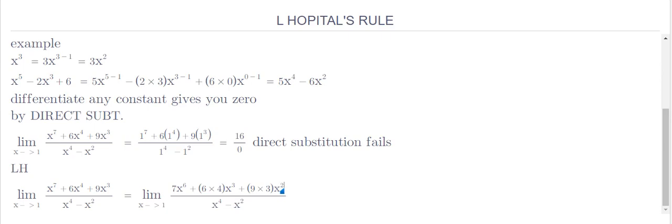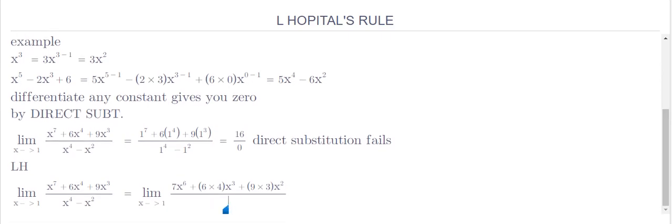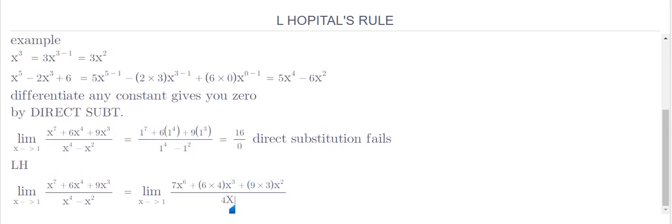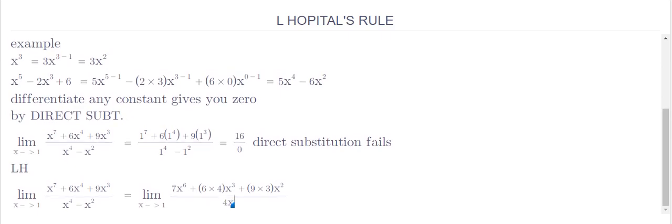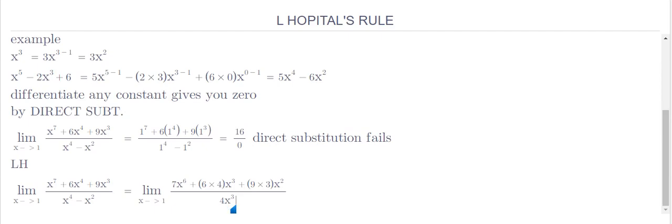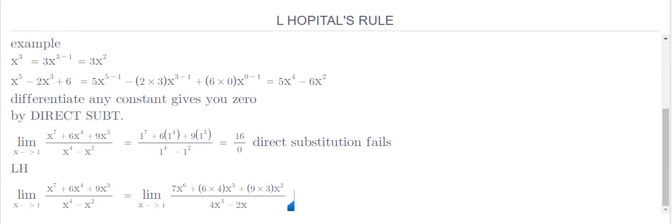Then come to the denominator. Again, bring the power down, the power is 4, so it becomes 4x raised power, lower the power by 1 is 3. Minus, bring the power down, it becomes 2. Then x raised power 2 minus 1, which is 1. So can be left that way. Then I said, try again substitution.